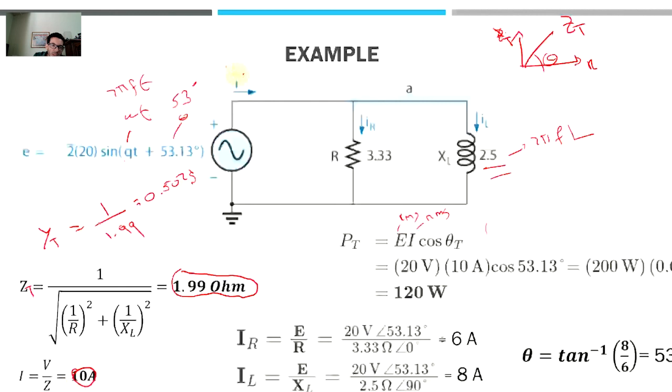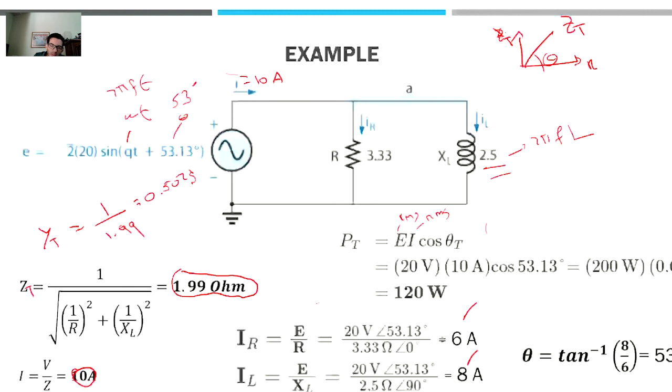So this current right here is 10 amps, or very close to 10 amps. Then we know that the voltage is the same through each branch. We just want to find the current through each branch. For that, we do the voltage divided by the reactance of the resistor. We know that it's going to be 20 divided by 3.33, which is 6 amps. And the current through the inductor is the voltage divided by the reactance of the inductor, and that is 20 divided by 2.5, which is 8 amps.